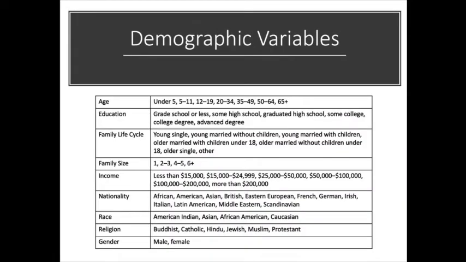Here you have a table from the textbook, and of course you see in the left-hand column various ways that you might identify specific segments, perhaps by age group, perhaps by level of education, perhaps where in the family life cycle you believe they may be. And you can see there some of the different segments identified there in the right-hand column. It could be by family size or income, or by nationality, by race, religion, gender. They're all different sorts of ways you might be able to categorize different types of customers and consumers. These are examples of demographic segmentation.